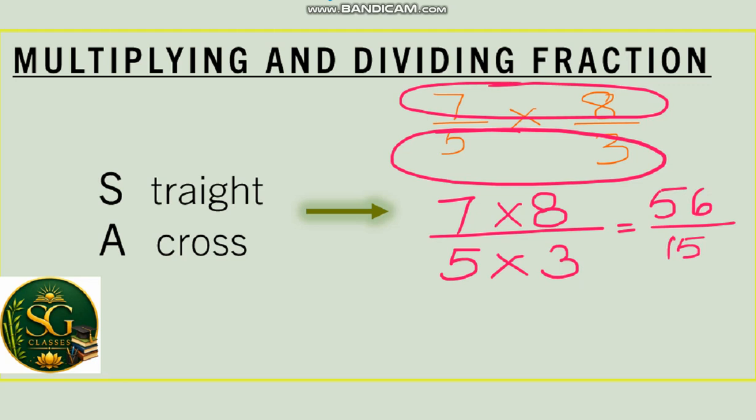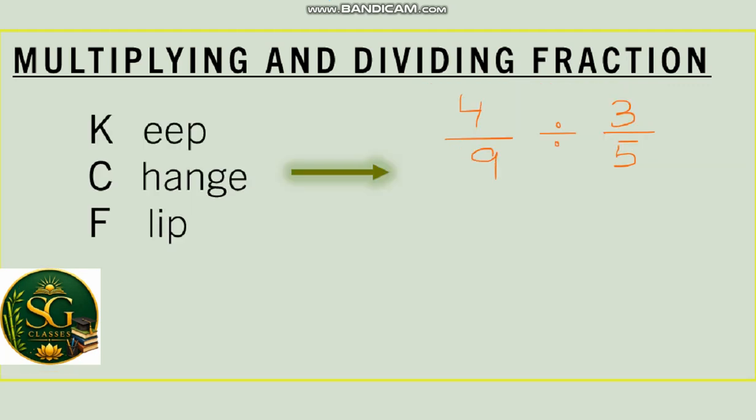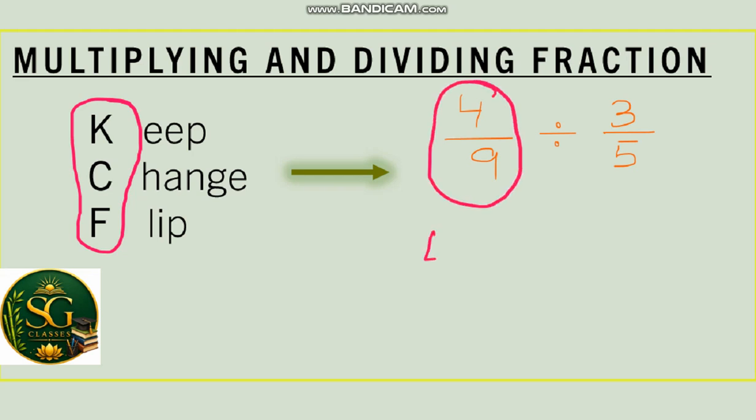Now let's take a look at dividing fractions. Is it the same principle for division? No, absolutely not. We have discussed this in our previous video also, that for division of fractions, it is KCF. KCF. K stands for keep. You keep the first fraction exactly the same the way it is.